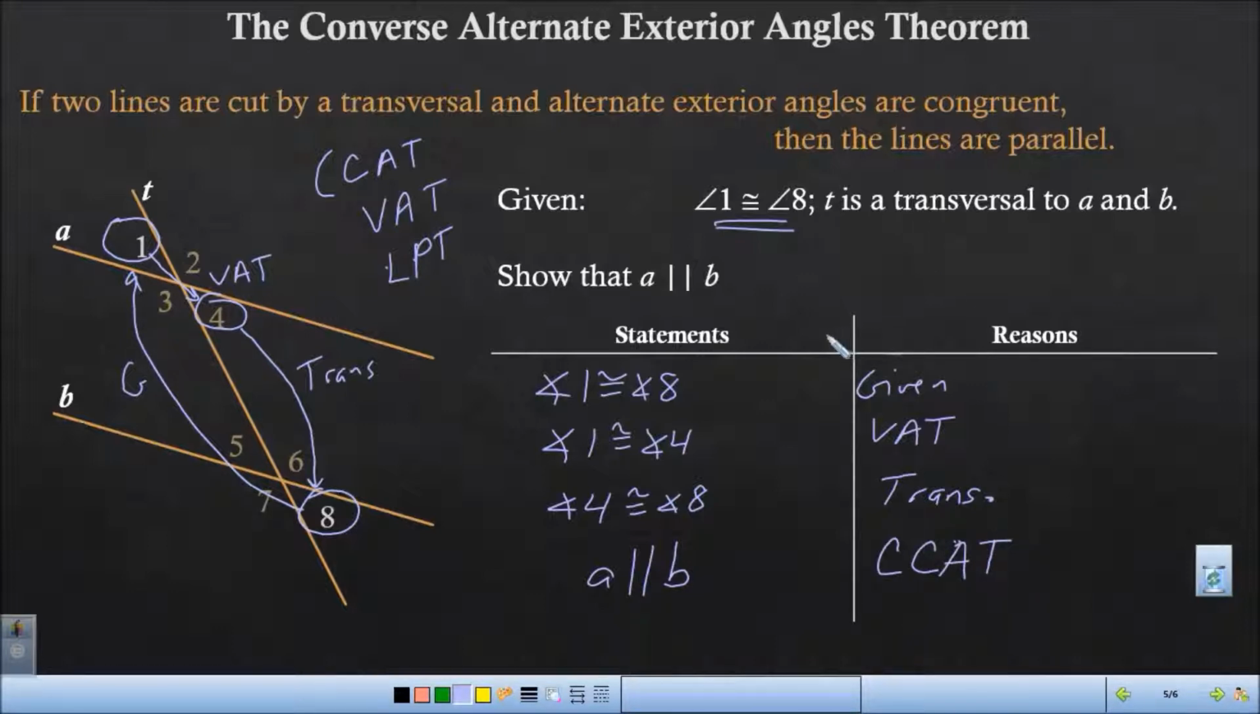Almost the same proof as before. You'll also need to prove that 2 and 7 create parallel lines. Remember, this is the alternate exterior angles theorem, so we're proving 1 and 8 and 2 and 7 generate parallel lines.